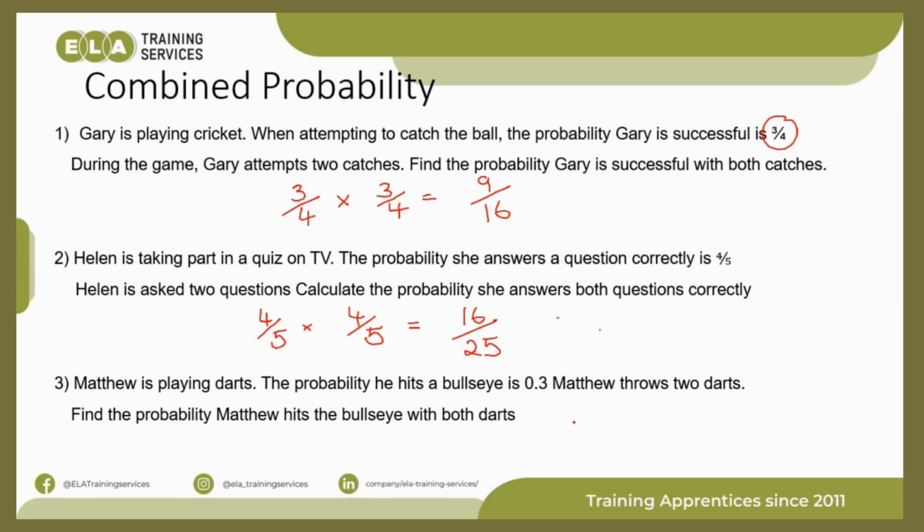Okay, so the probability he hits the first dart is 0.3. We're then going to times it by 0.3 because it's both, which gives us 0.09. Now, if he throws the dart 3 times, 4 times, or 5 times, you'd multiply by the amount of times that event is happening. Often with these questions, it is often just twice, so it's often using the word like both.